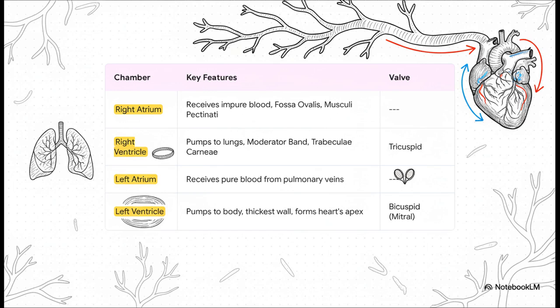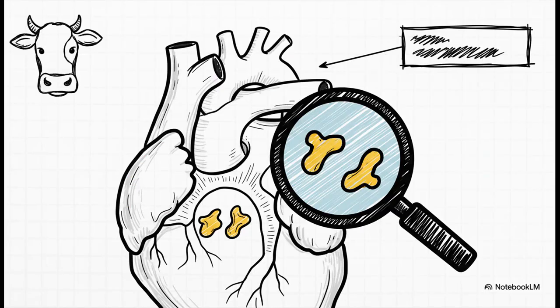Once it's got oxygen, it comes back to the left atrium, and then goes through the bicuspid or mitral valve into the left ventricle. And you can see right there, the wall is way thicker, because this is the chamber that has to pump blood to the entire body. It's the real powerhouse. And here's a little fun fact for you, a great piece of comparative anatomy.